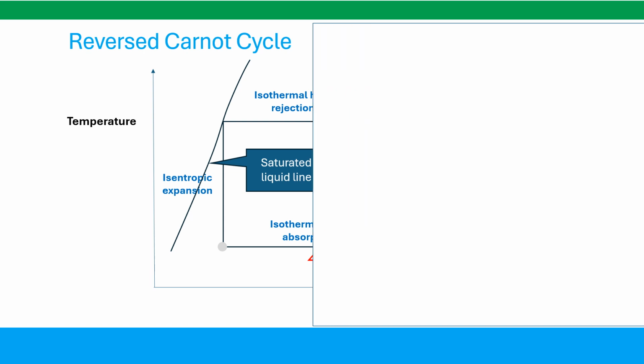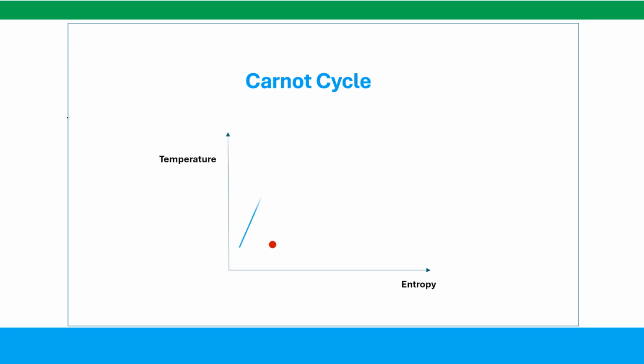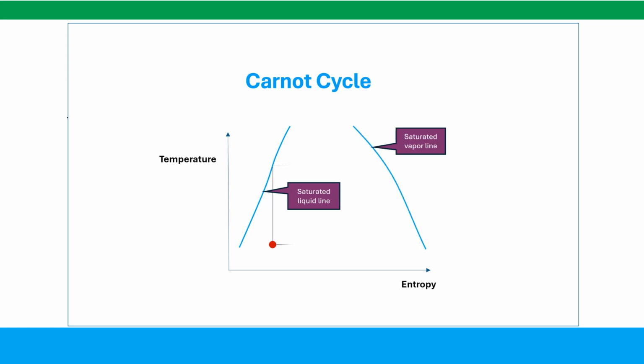It is important to understand the difference between the Carnot cycle and the reversed Carnot cycle. The Carnot cycle is an idealized thermodynamic process that establishes the maximum efficiency for converting heat into work. It comprises four reversible processes: isentropic compression, isothermal heat addition, isentropic expansion, and isothermal heat rejection. The reversed Carnot cycle operates in reverse, serving as a refrigeration or heat pump cycle.